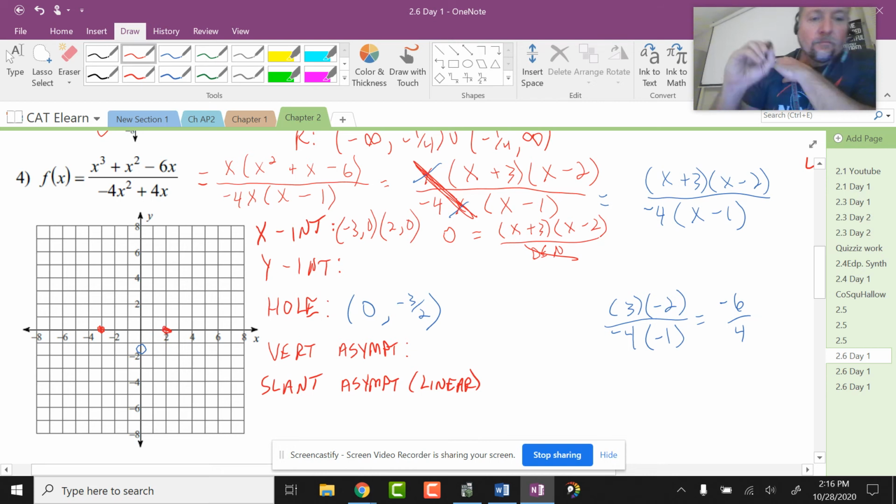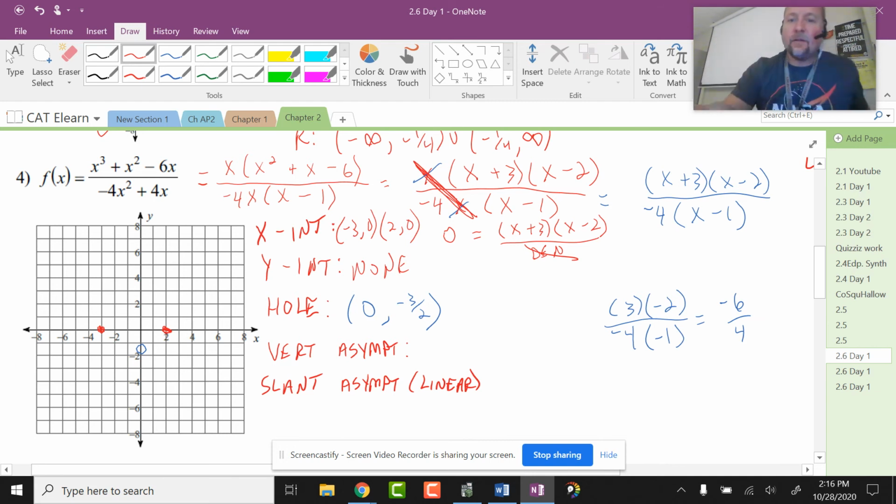2, 0. Okay, so I want to mark those as I go. What is the y-intercept? Oh, we already have a hole on the y-intercept. And anyway, if I plugged in 0 for x, I'd get 0 over 0, which is undefined. Either way you look at it, there is none. So we're good with that.